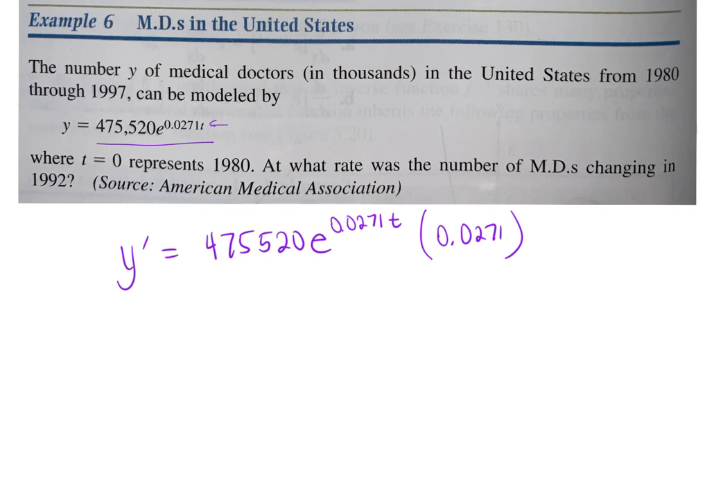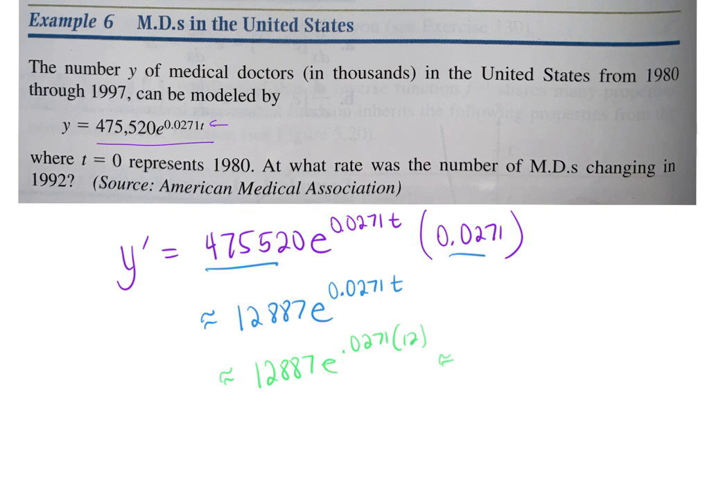They simplified it to, they multiplied these guys and got approximately 12,887 e to that decimal place there. And they want specifically in 1992. What am I going to plug in? Well, how many years away from 1980 is 1992? 12. So literally, to find out what the rate of change is, we're just going to take this guy and plug in a 12. You get that it was changing at approximately 17,839 doctors per year. Rate of change.